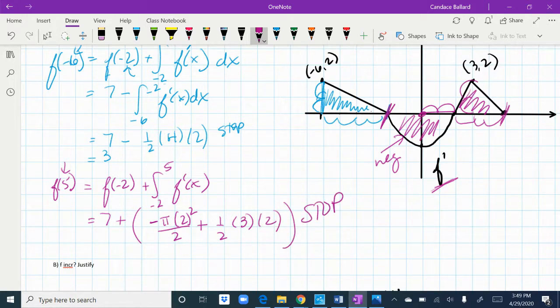Stop right there. Do not evaluate anymore, okay? Because you don't want to make a mistake from there, okay? If you must know, it is 10 minus 2 pi, okay? All right, points on that part.